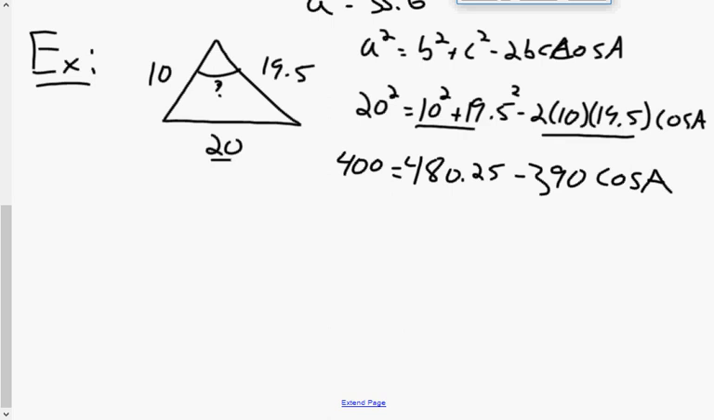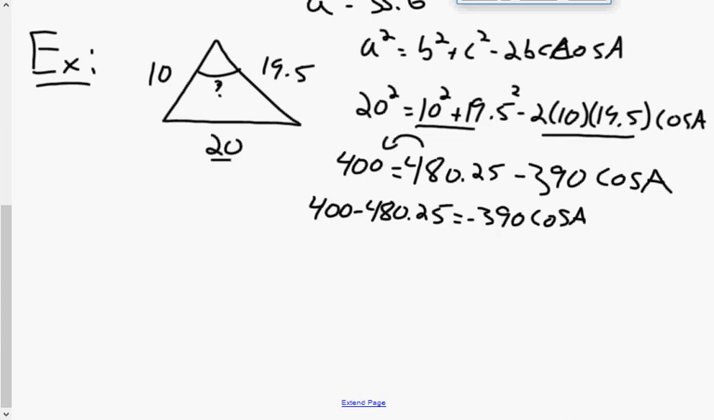Now, the tricky part is bringing everything over because I'm solving for A now. So when you're looking for an angle, you know you're going to have to use your shift cosine -1 button. But first thing I do is bring this over. To do that, you have to subtract it because it's positive. So it becomes 400 minus 480.25 equals -390 cosine A.